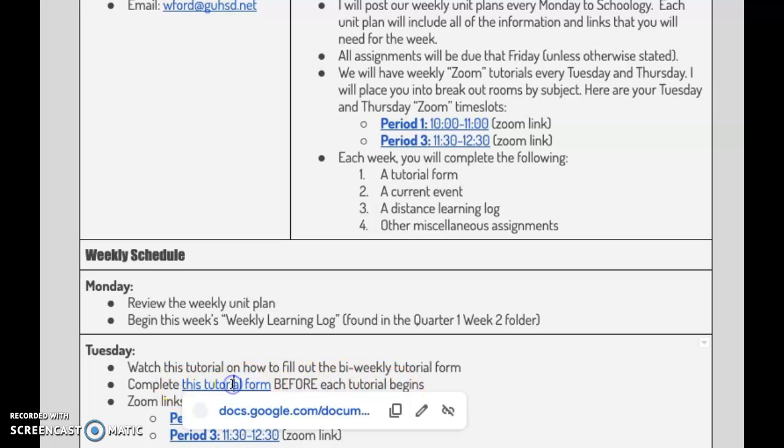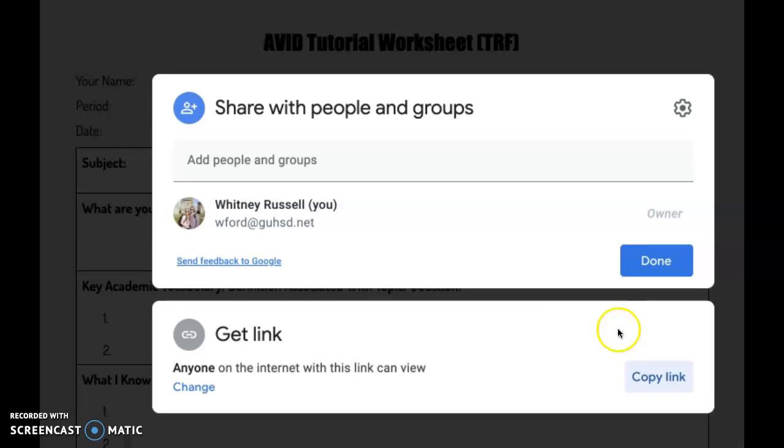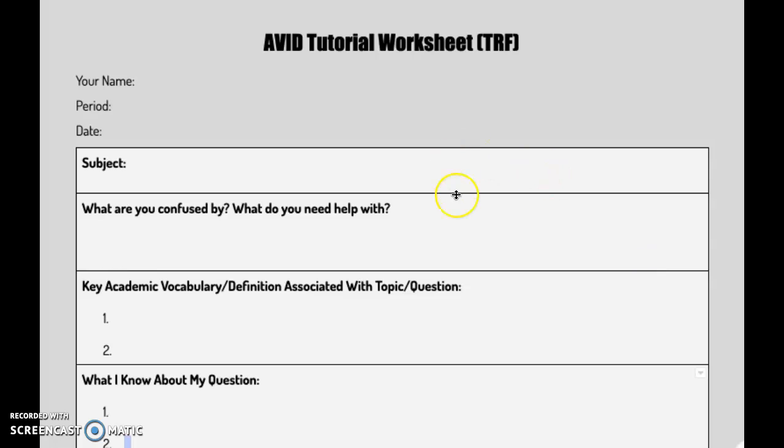Go ahead and click on that link, and that will take you over to your tutorial form. This is what it looks like. So I'm going to go ahead and fill this out as if I were a student so that you kind of know what to expect when you fill it out yourself.